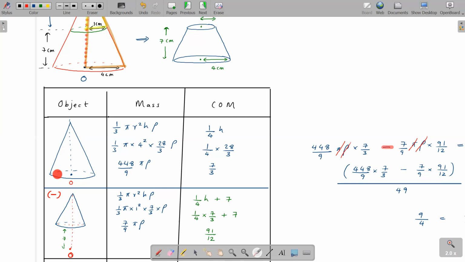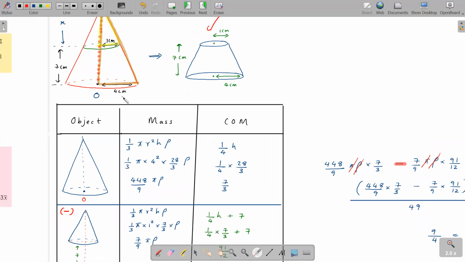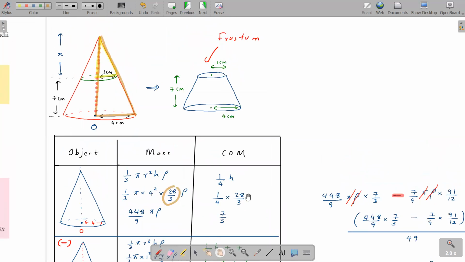The radius of the large cone is clearly 4 centimeters. That's fine. Then, for the height, guys, what about the height? I have used the height over here, but how did I get this value? How do we get the complete height of the large cone?